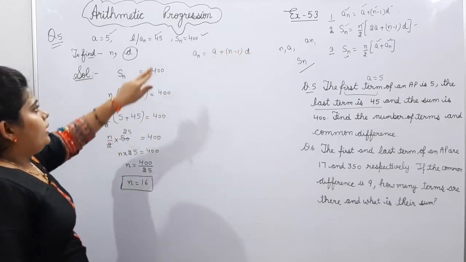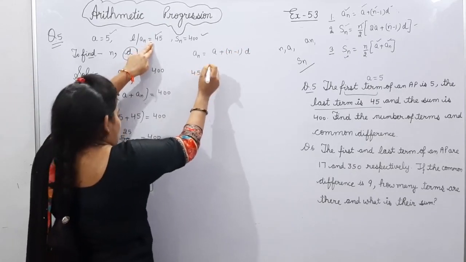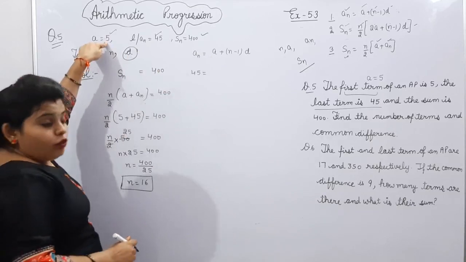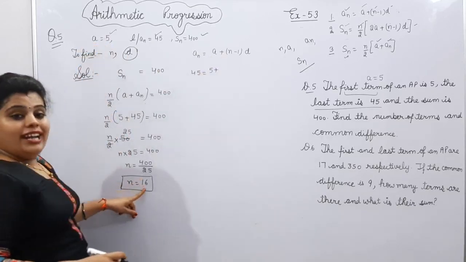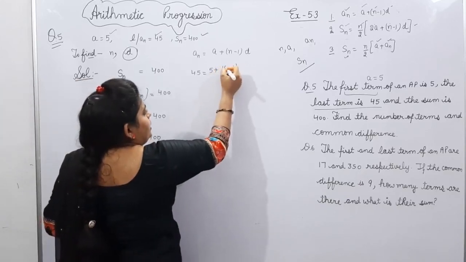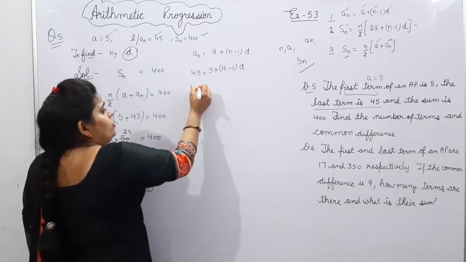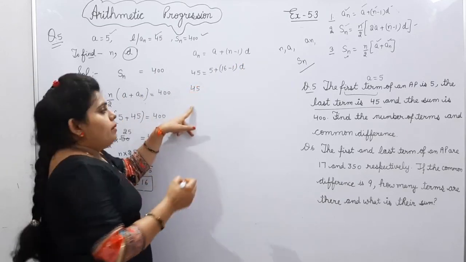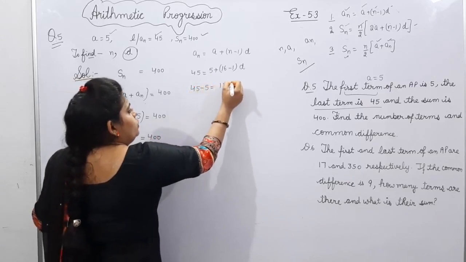What is the value of a, dear students? 45 is equal to a. What is a? 5 plus n. What is the value of n? 16. 16 minus 1 into d. Now 45. This plus 5 will become minus 5 is equal to 15 into d.